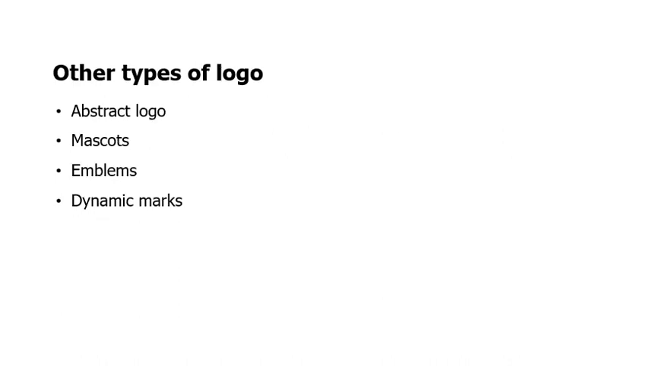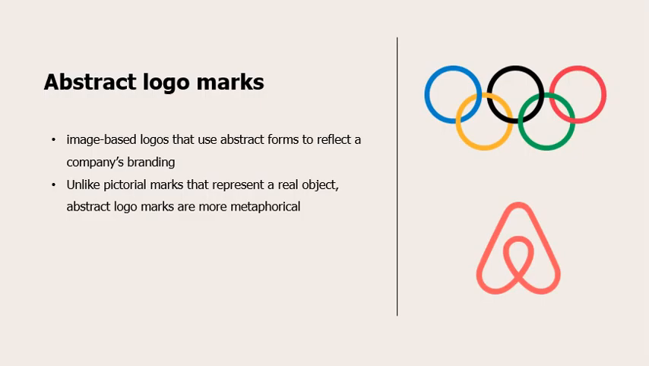Now, how about the other types of logo? So these are not very recommended, but if you want to push through with them, you can do so. So for abstract logo, these are image-based logo that use abstract forms. So unlike the logo symbols, which use real-world objects, ano po? In abstract logo marks, this is something created by the logo maker themselves. This is something you would need to be a designer, or you would need to hire a designer if you want to create abstract logo marks.